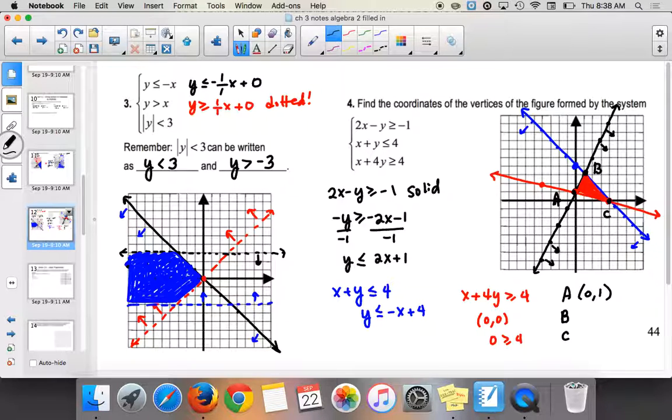B looks like the point 1, 3. Which you could check by plugging it into the blue line that I did, and you could plug it into the black line, and you would get that that's true. And then C looks like what point? 4, 0. So those are your 3 corner points.